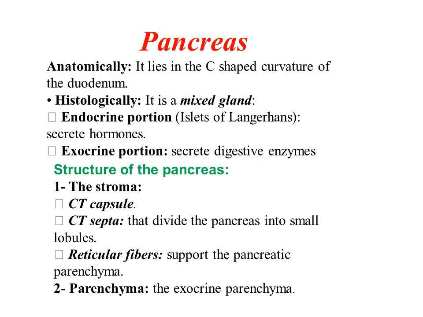Structurally, the pancreas consists of two parts. We have a stroma, the outside capsule, and the parenchyma. In the stroma, we have a connective tissue capsule, and connective tissue septa that divide the pancreas into small lobules. And also we have reticular fibers that support the pancreatic parenchyma. The parenchyma is the exocrine parenchyma inside.